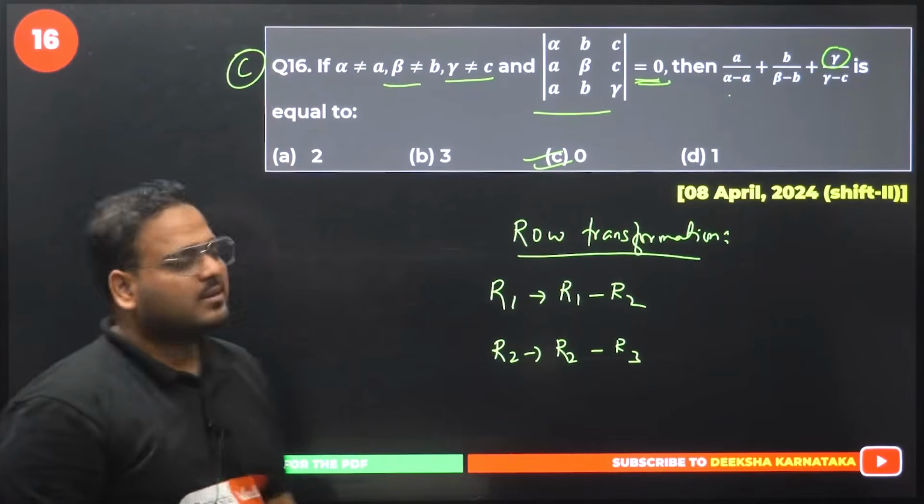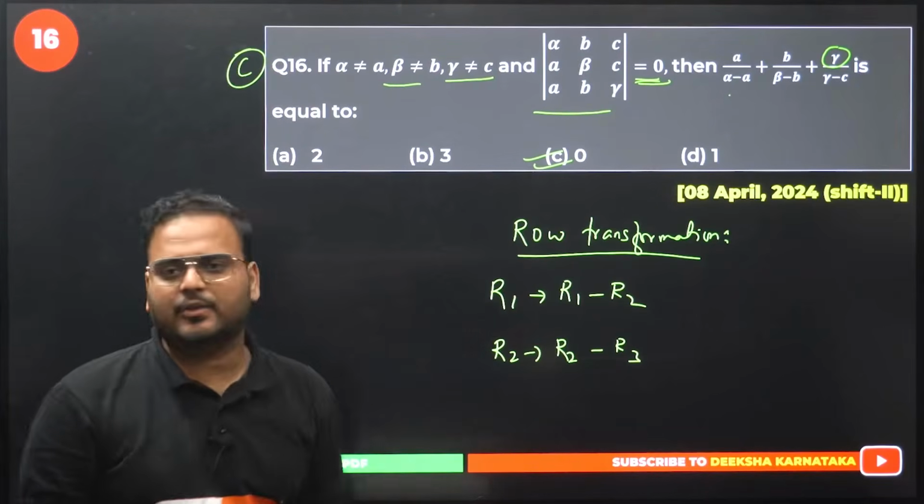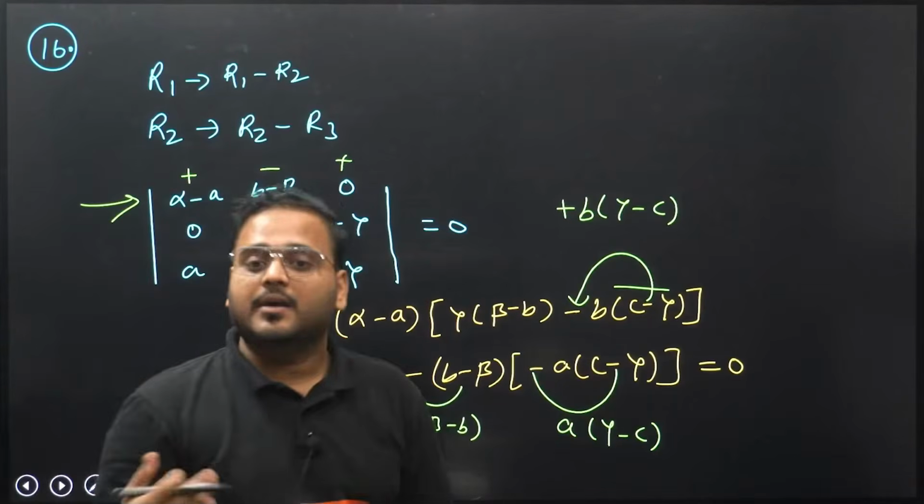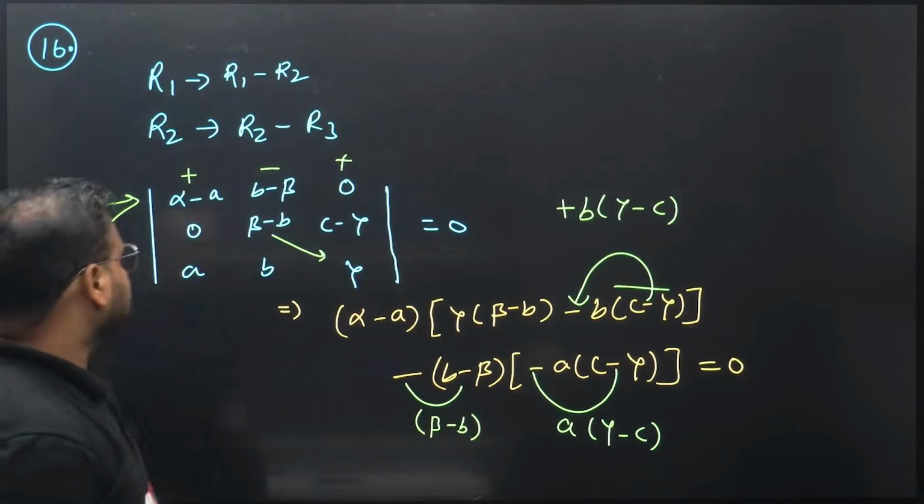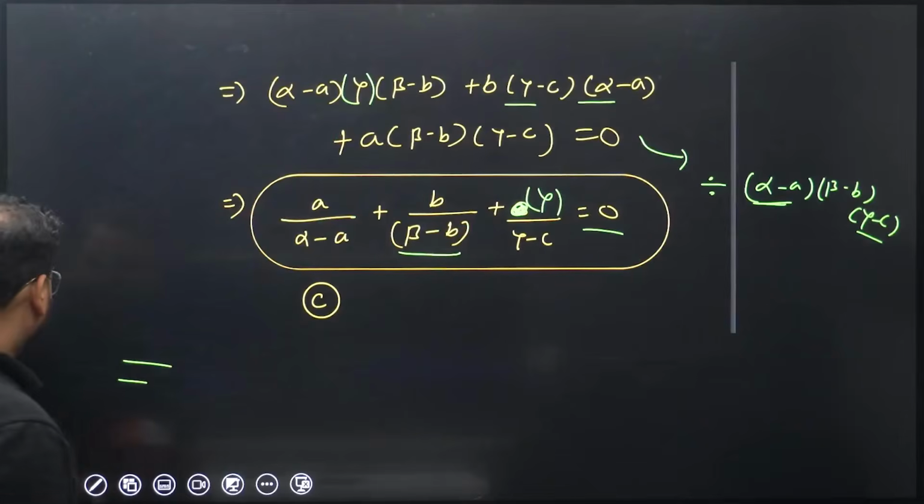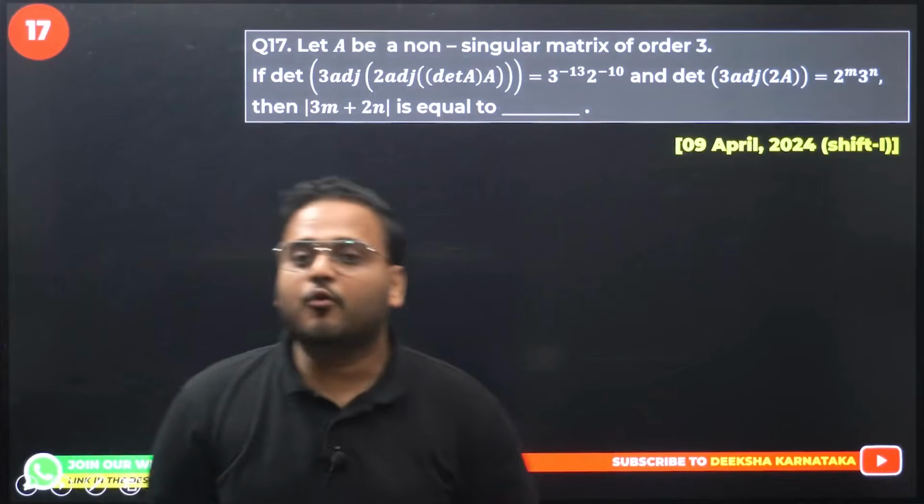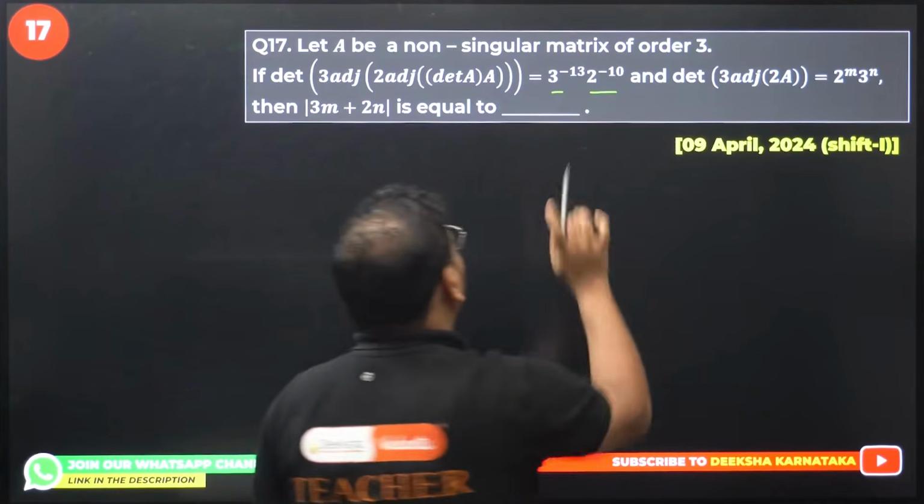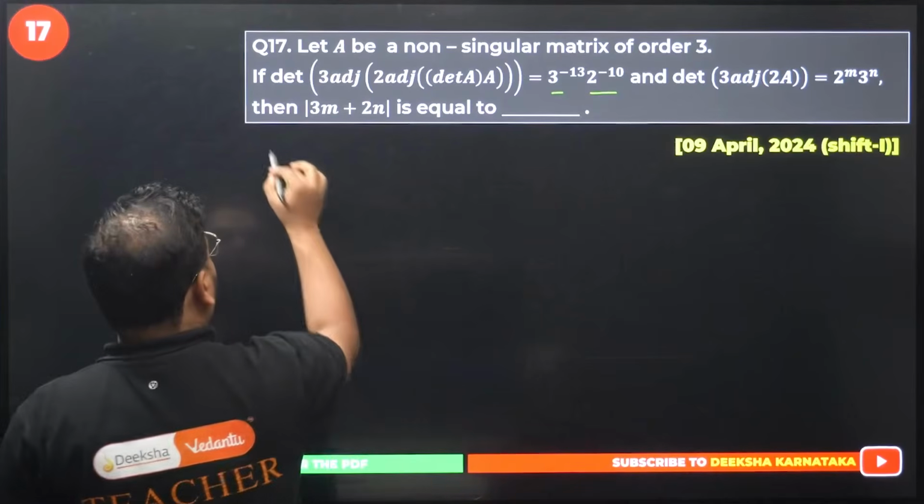Okay. Clear? Simple question. Just a transformation is required, and you get the result by dividing with alpha minus a into beta minus b into gamma minus c. This is clear. Very much clear. Okay. So done. Now for the last question, this is your homework. I've done a similar question right now. I think question number 14 or 15 was the same one. Okay. This is your homework.